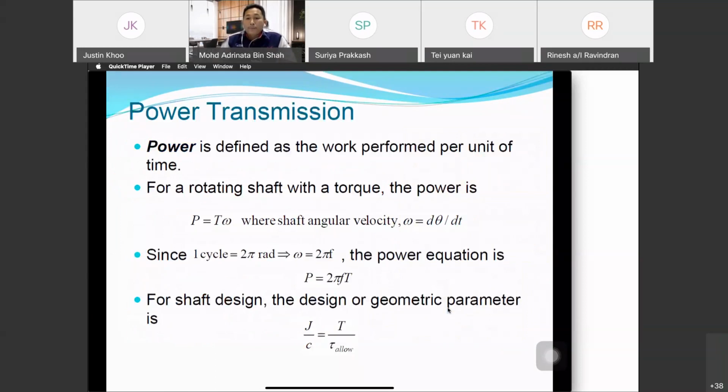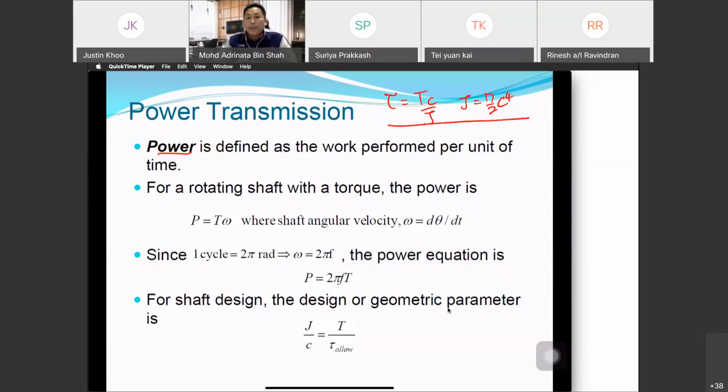Now we go for the power transmission. So earlier we already knew tau is equal to T C over J, and J is equal to pi over 2 C to the power of 4. So now we are going to power. What happened to power is actually the torque given. When you have power, okay, you have torque.